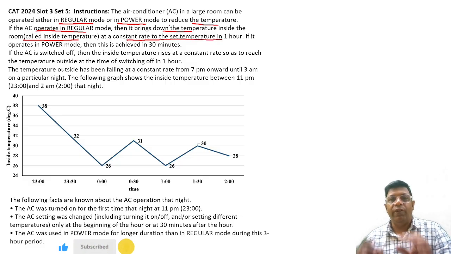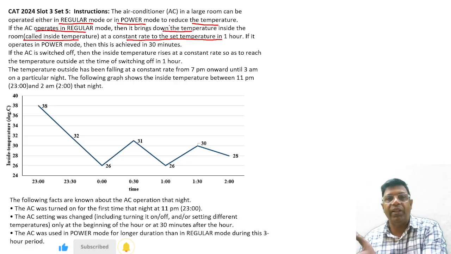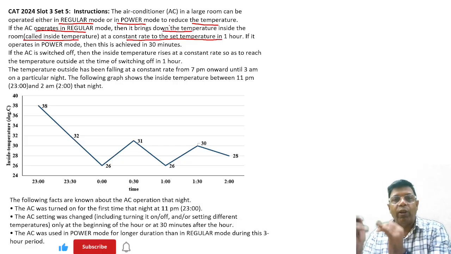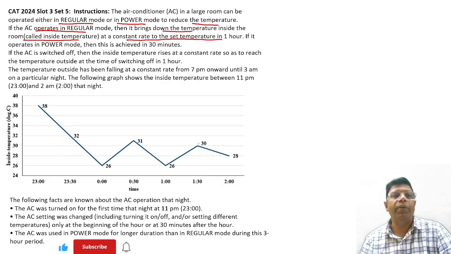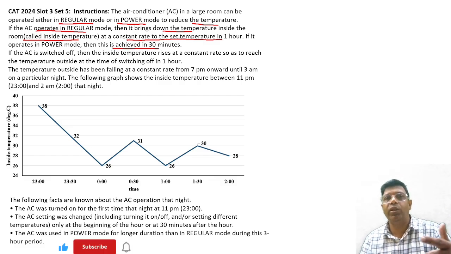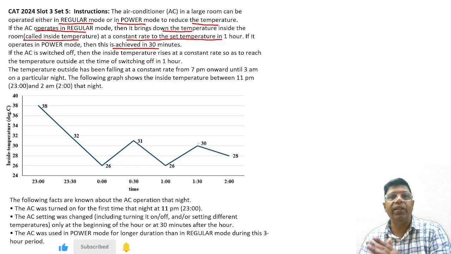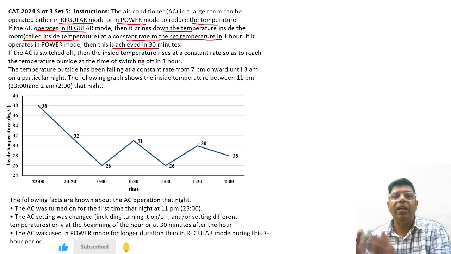So suppose if you switch on the AC and you set a temperature, let's take I'm setting a temperature of 25 degree, and if it is operating in regular mode, it will achieve the desired temperature in 1 hour. But if it operates in power mode, then the same will be achieved in 30 minutes. So in regular mode, the AC is slowly achieving the desired temperature in 1 hour, while in power mode, it is doing the same in half an hour.